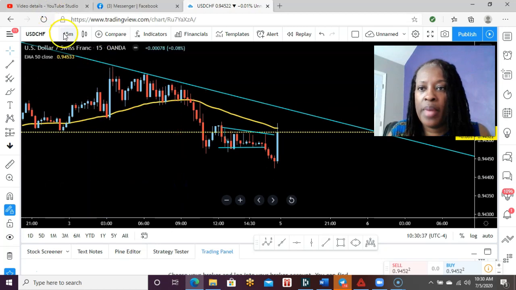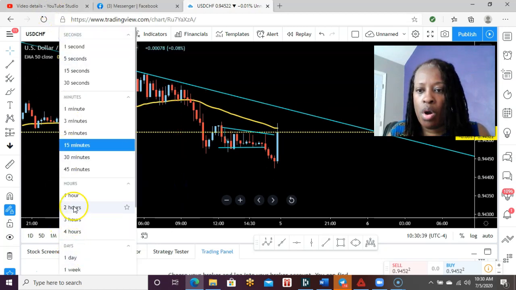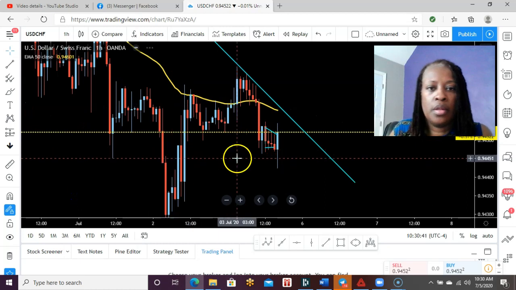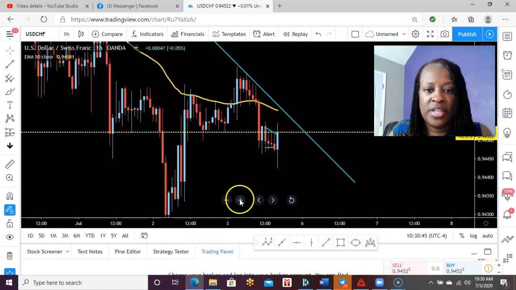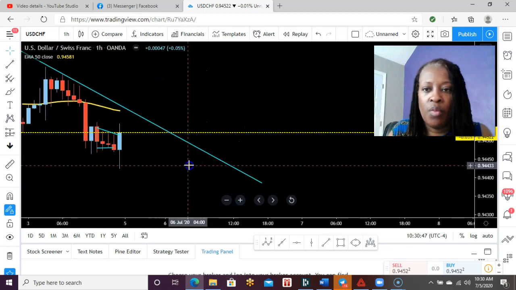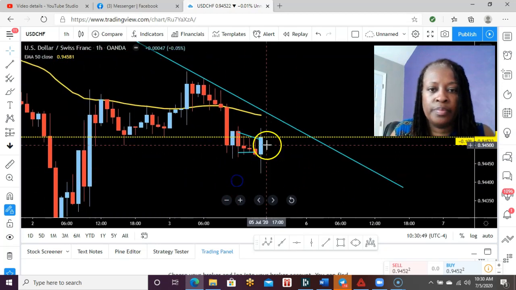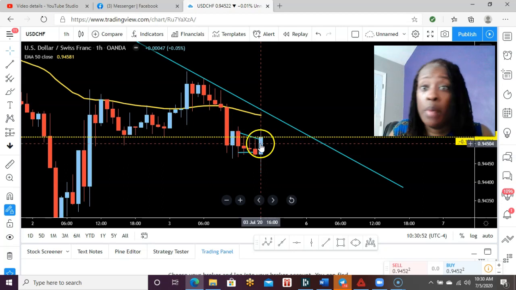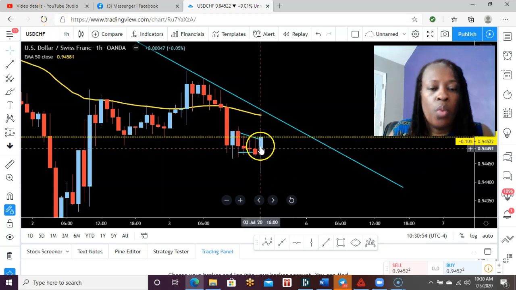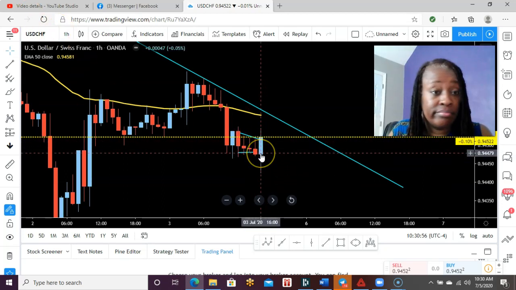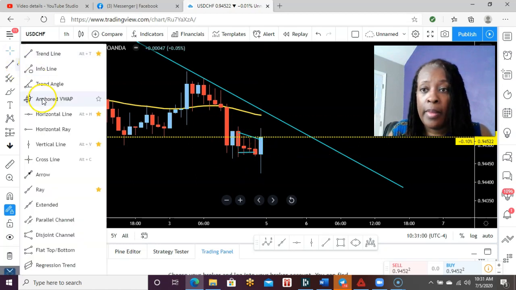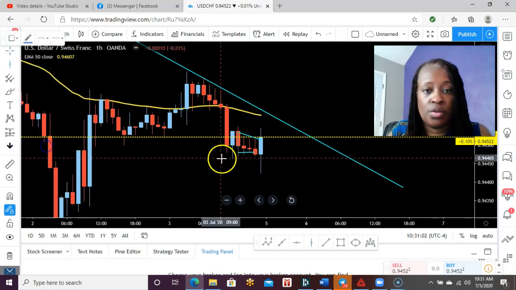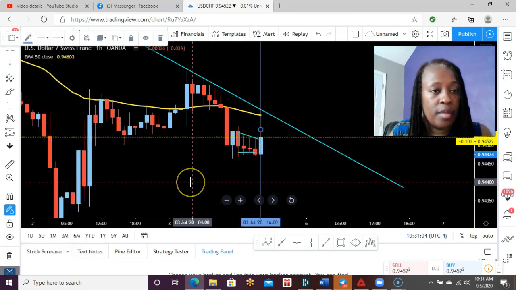So let's go back to the hour. Because see, all of this makes sense. Nothing just happens, right? What do we have on the hour time frame? Am I on the hour? Great, I'm on the hour. What do we have on the hour time frame? We have a bullish engulfing candle on the hour time frame.